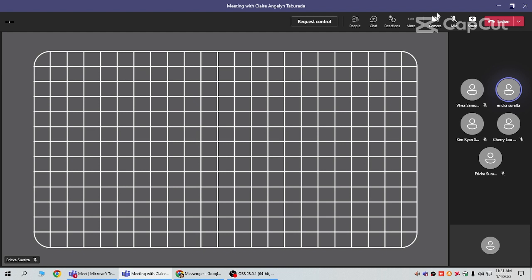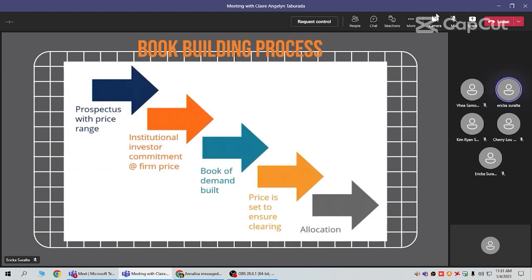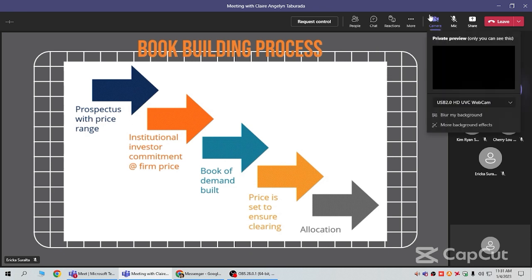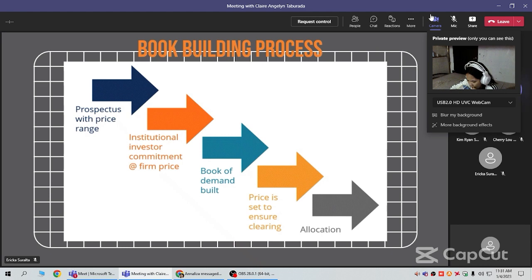So next is the book building process. So in underwriting, we have this book building process. So first, we have the prospectus with price range. Here they indicate the price range, for example, from so many million to, say, 1 million to 2 million.